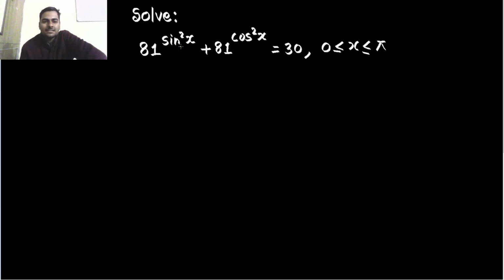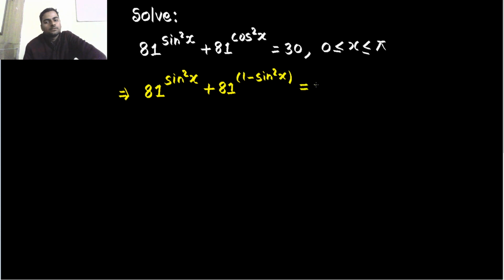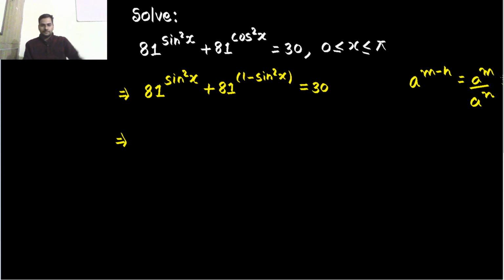Either change sin in terms of cos or cos in terms of sin. That's completely your choice. So I am letting this sin²x as it is, and cos²x is nothing but 1 minus sin²x. Now you know that a power m minus n is a power m divided by a power n. Basic property of exponent.